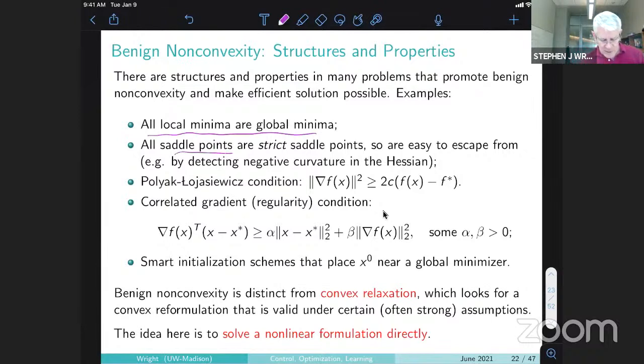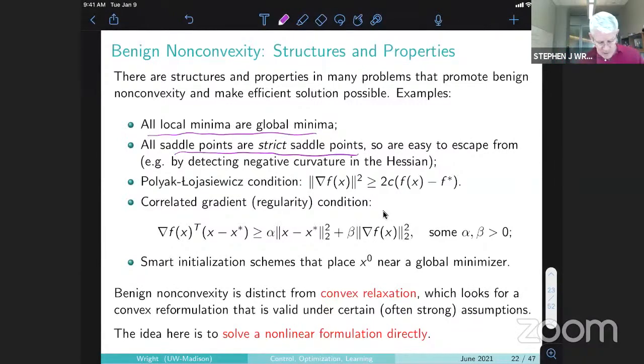The second property that some of these problems have is that, yes, they're non-convex. Yes, there are stationary points where the gradient's 0. But all of those points are either global solutions or they're saddle points. They're strict saddle points where the Hessian has negative curvature. And that's an important property because if the Hessian has negative curvature, you have a way of escaping from those saddle points. You're not going to get stuck there.